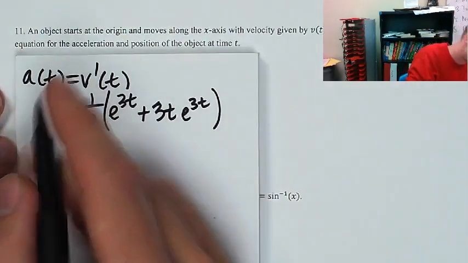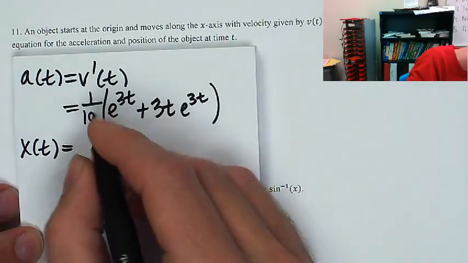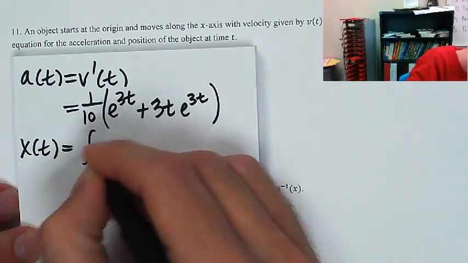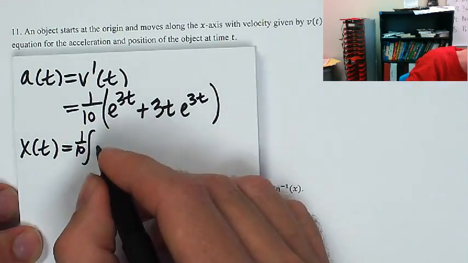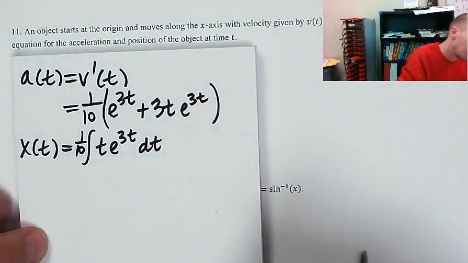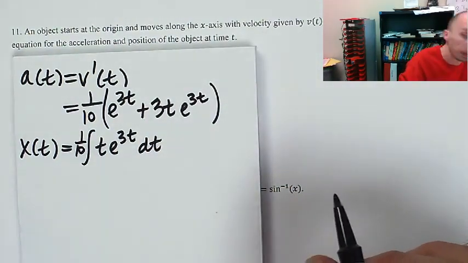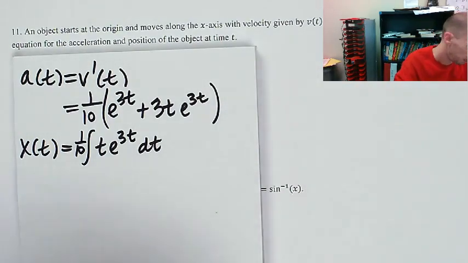We're going to need to find the position. Okay, x of t is going to be the antiderivative of t e to the 3t divided by 10. So I'm going to actually write it like that, dt. And then it starts at the origin. We'll see what we have for c. It might not be c equals 0, now that I think about it, because of that e to the 3t. We'll see what's going to happen here.